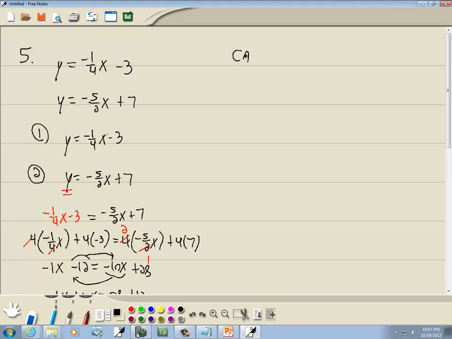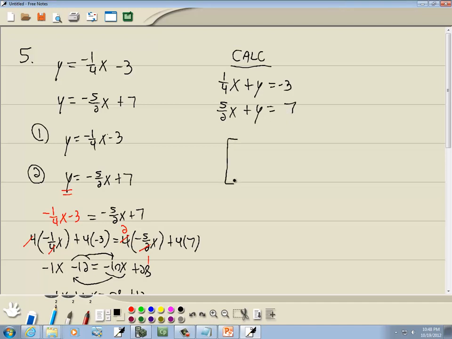Okay, let's do this via the TI-83, TI-84 calculator. Now you have to have all the variables on one side and numbers on the other. So I'll take negative 1/4 x over. So it becomes positive 1/4 x plus y equals negative 3. And I'll take negative 5/2 x over. And we get positive 5/2 x plus y is equal to 7.